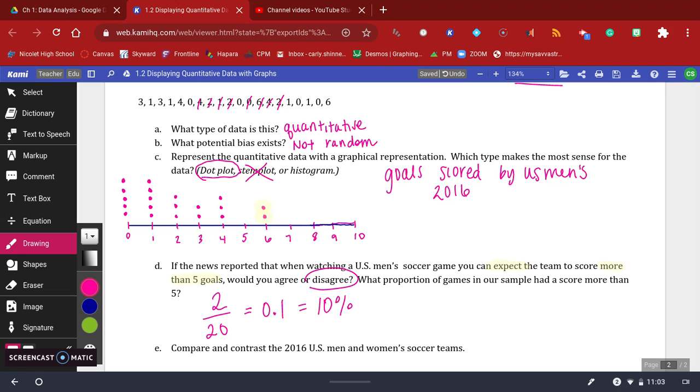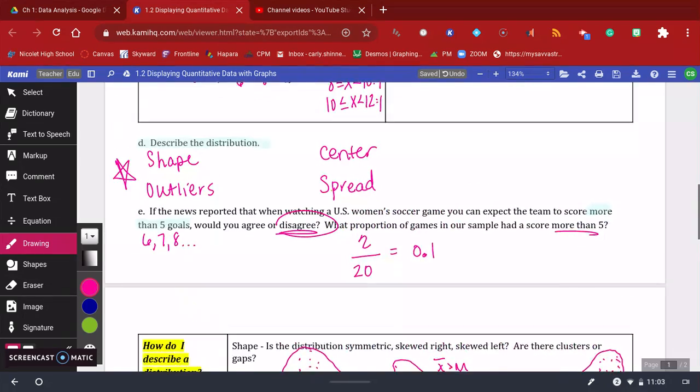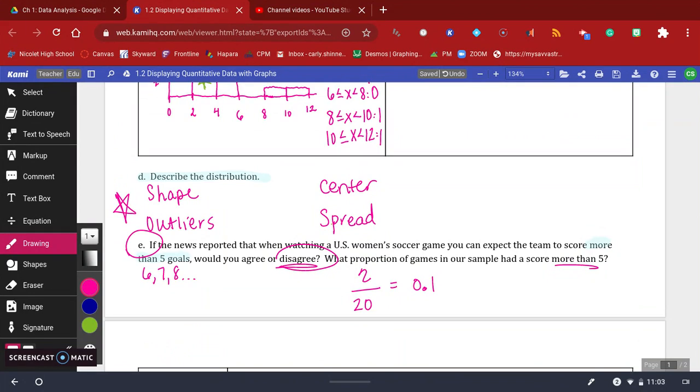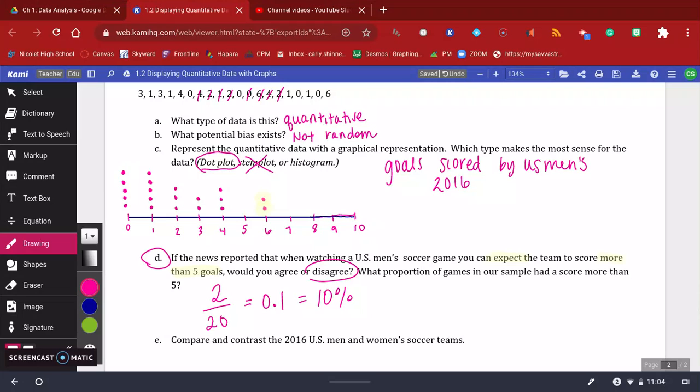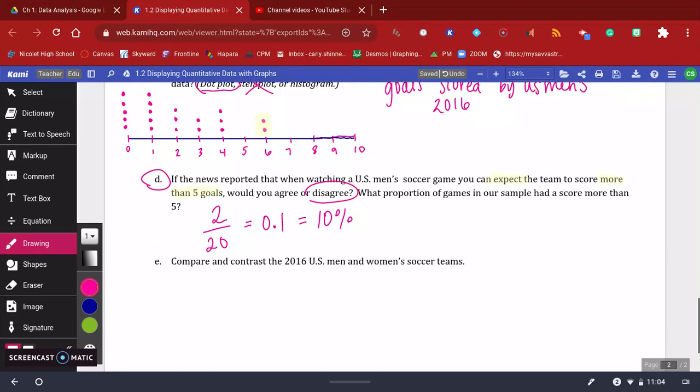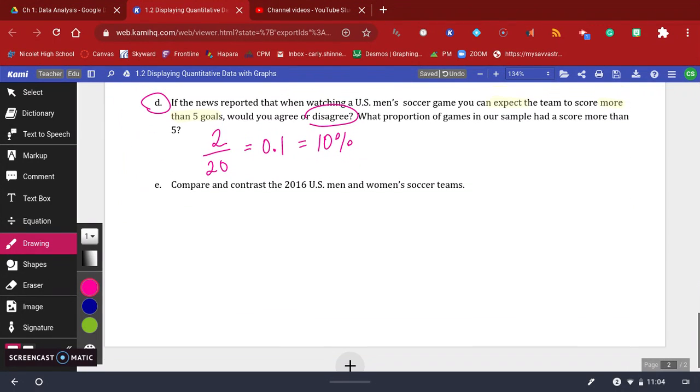But I want to point out that our answer was the same for the men's and the women's. And when we describe the data, you'll see that actually the two distributions are very different. And so it just goes to show that one number or one statistic could be the same for two data sets, but until you're looking at the actual data sets, that can be very misleading. Okay. So let's do it. Let's compare and contrast the 2016 U.S. men and women's soccer team.